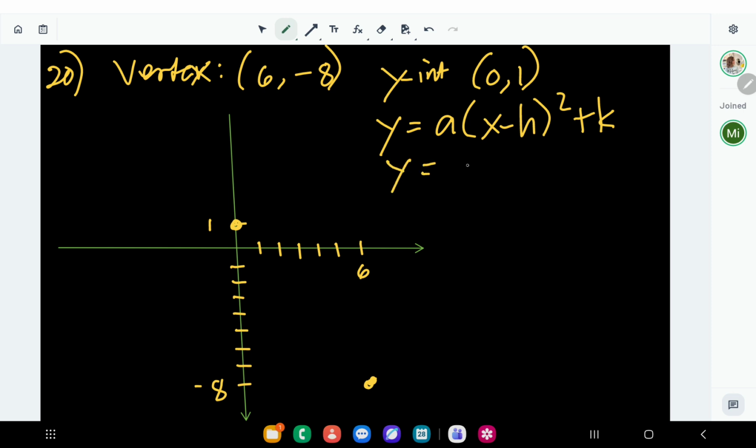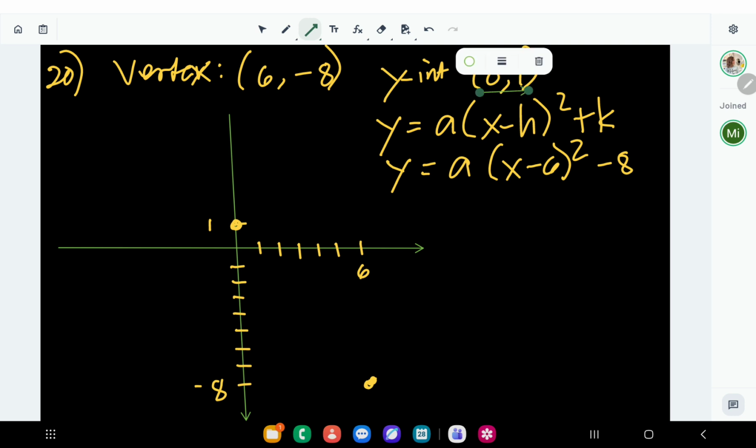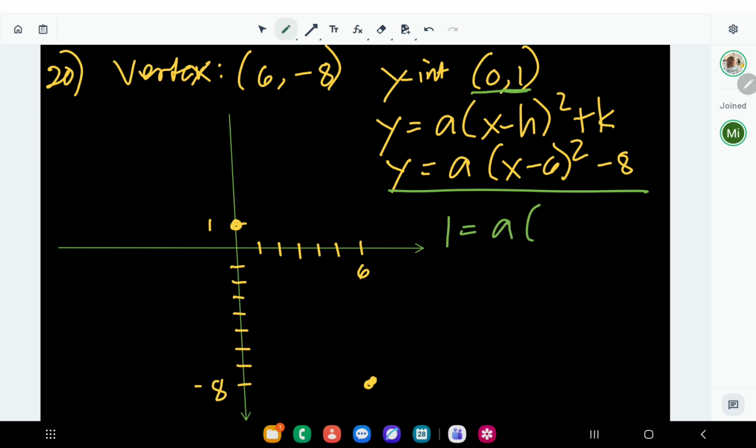It is vertex form. So y equals a times x minus 6 squared minus 8. Where did you get a? A is not the y-intercept. The y-intercept is when x is equal to 0. So we can plug in this given point into this one to find a. So you can do like this: 1 equals a times 0 minus 6 squared minus 8 to find a.